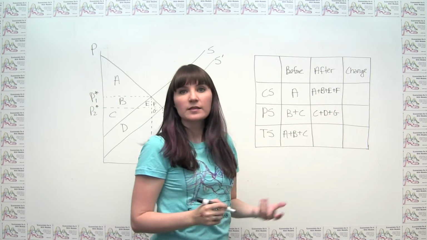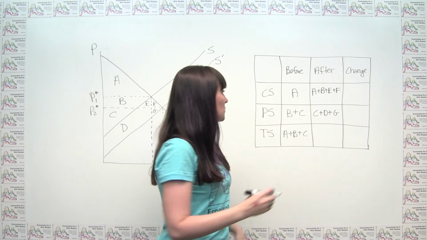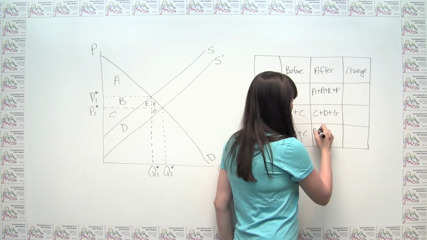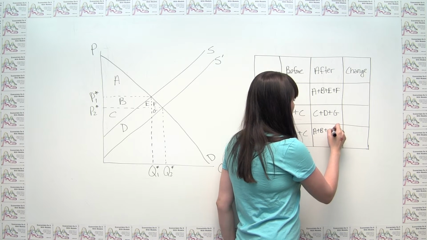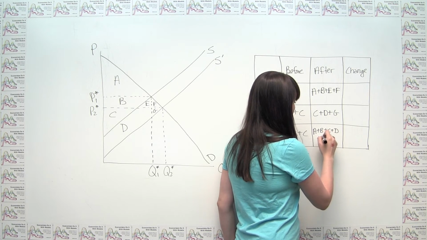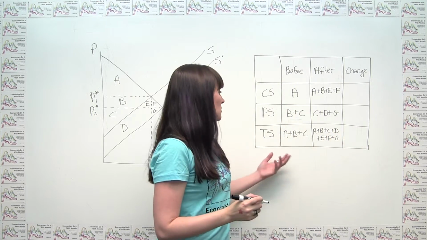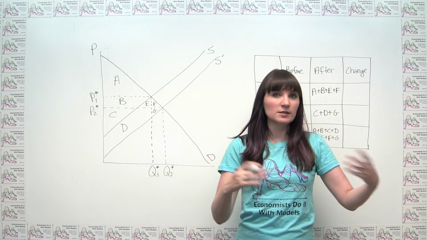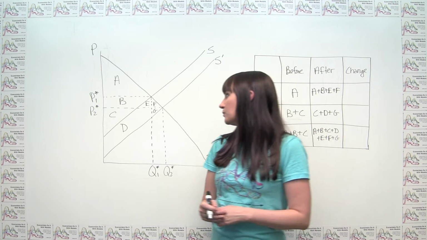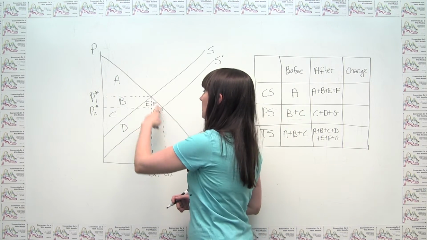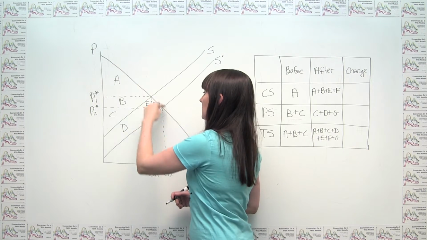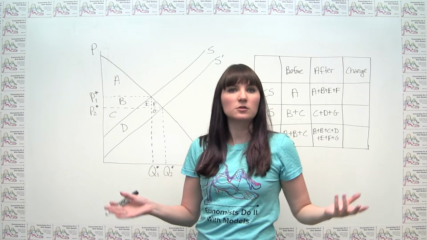And if we were to add these together, we would see that the total surplus is now A plus B plus C plus D plus E plus F plus G. So it's everything that we labeled, because that's how I decided what to label. So that's not entirely surprising. And we can see that that corresponds to this larger triangle, which is what we were expecting our total surplus to look like.